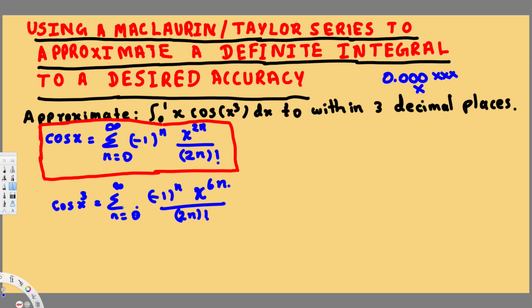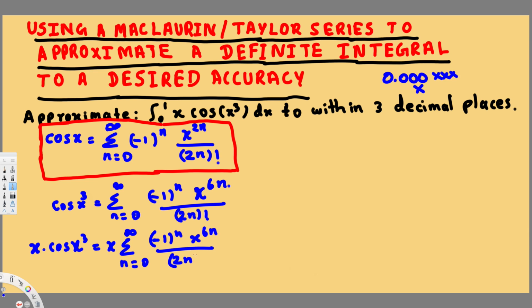Now this is for cos x cubed, but we have an x value before that. So we put that one right here, x cos x cubed, and we put this in front of this, x sigma n equals 0 to infinity negative 1 power n, x power 6n over 2n factorial. Now if you notice, we have x power 6n right here. What happens if you multiply x power 6n and x? That's going to give you x power 6n plus 1, right? Because when you multiply, powers add.